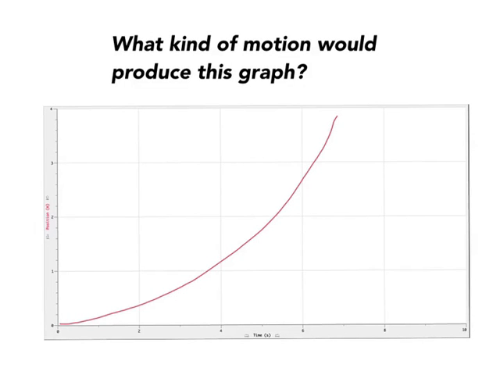What kind of motion would produce this graph with this curving line?